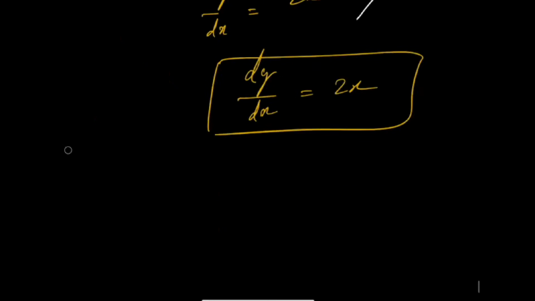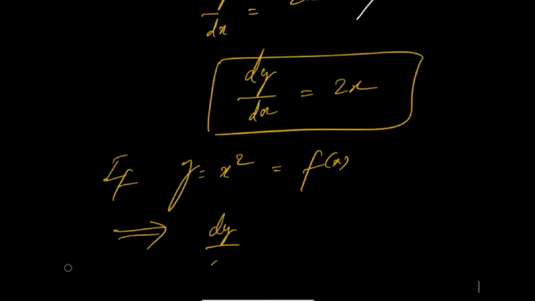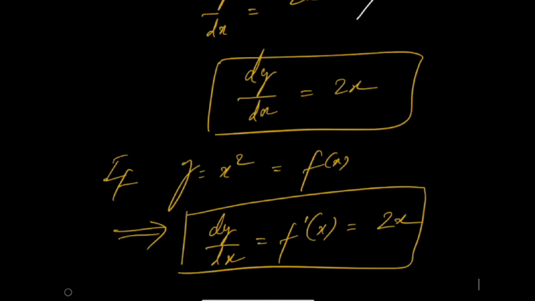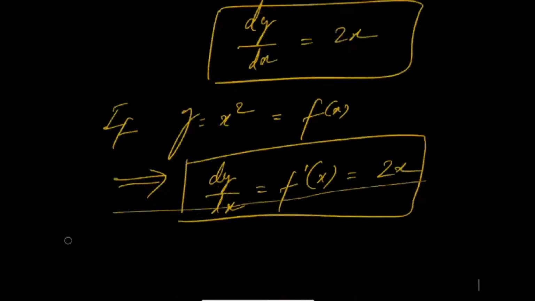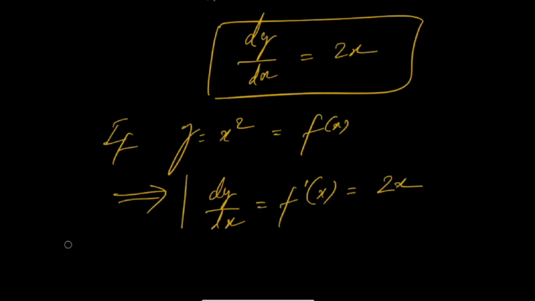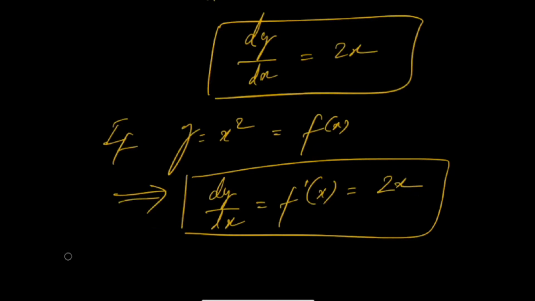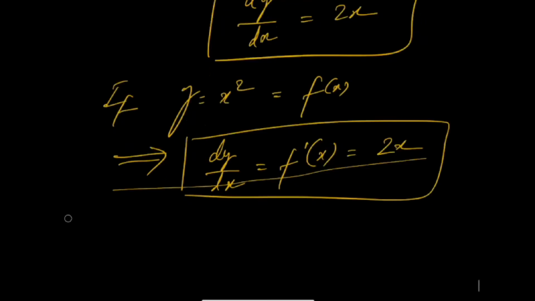So again, if y is equal to x squared, which is equal to f of x, then the derivative dy by dx equals f dash of x, which is equal to 2x. So this is the second proof that I have given for this expression. If y is equal to x square, then dy by dx is equal to 2x. Clear? Now let us go for x cubed.